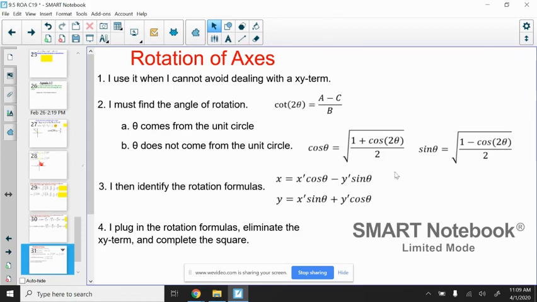If theta does not come from the unit circle, we are going to use the half-angle identities to come up with the cosine of theta and the sine of theta. Once again, we figured out that it will always be positive. You then are able to take those two and identify the appropriate rotation formulas by plugging in the trigonometric values. And then you're going to plug in the rotation formulas, eliminate the XY term, and complete the square. The last week and a half has been developing this playbook right here. And that is the end of our unit of rotation of axes.